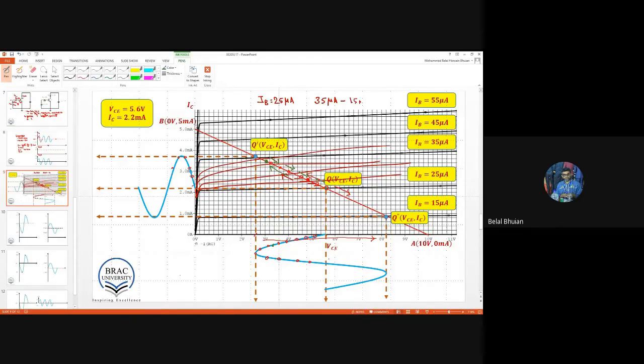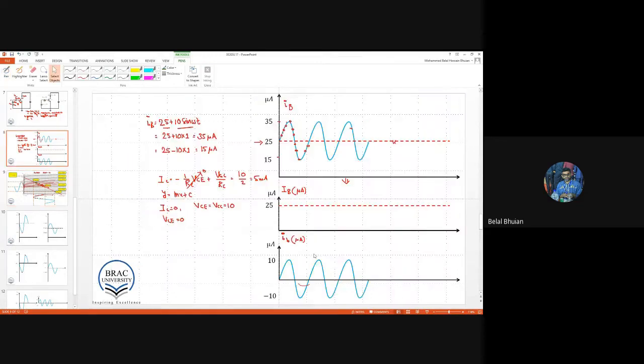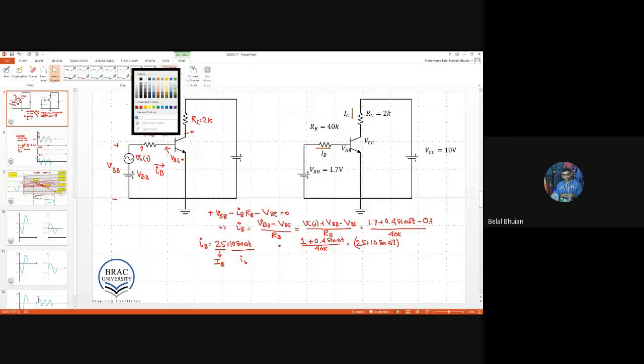That means VC is changing. If you go to our circuit, on the output side you are going to see that for an input change, the input voltage changing between 2.1 volt to 1.3, the corresponding VC is changing from roughly 3.6 to 8.2 volt.